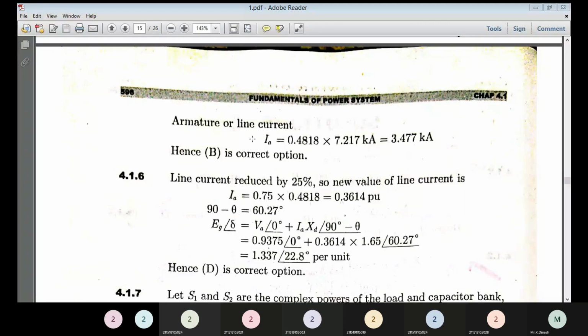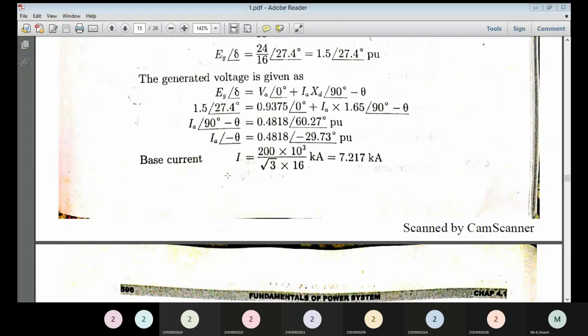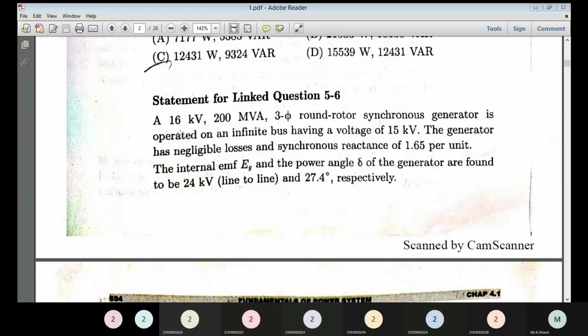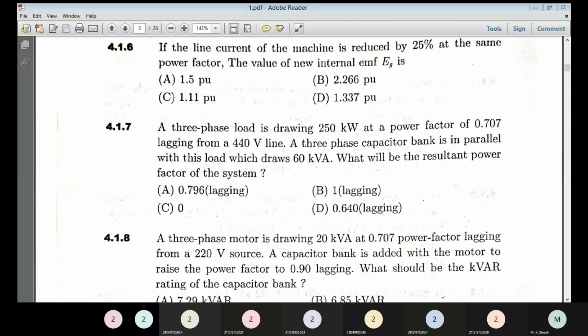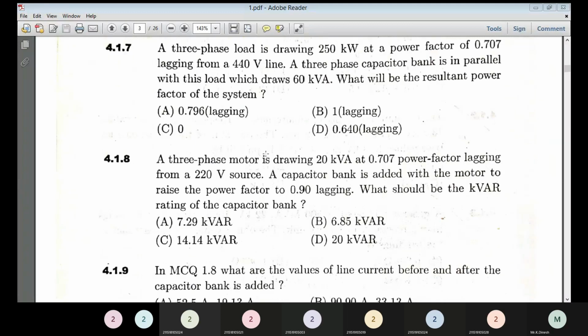So for the same statement, you have several questions. That is also a pattern. We may have 5 questions also. The seventh question and 8th question are simple.